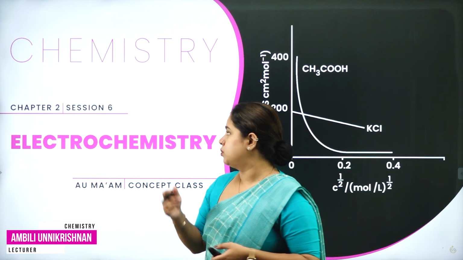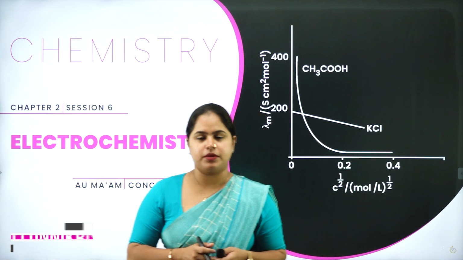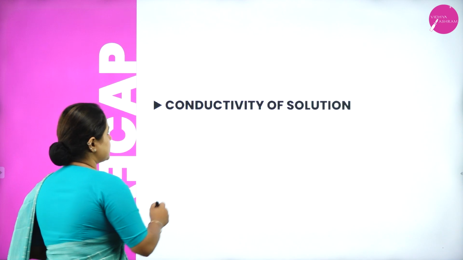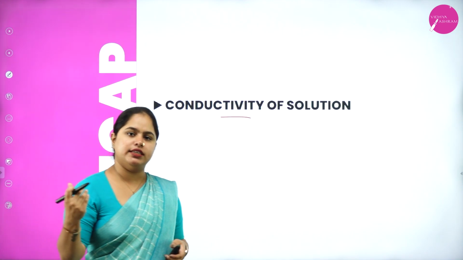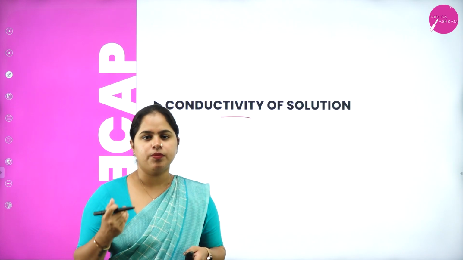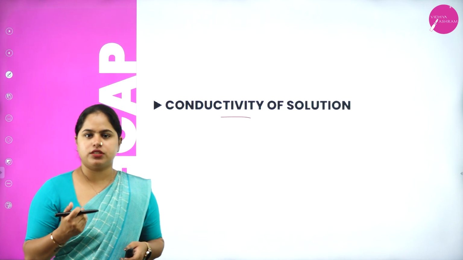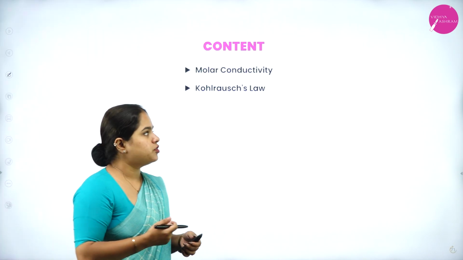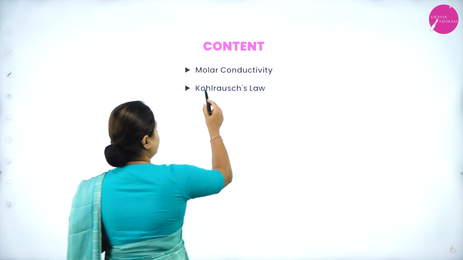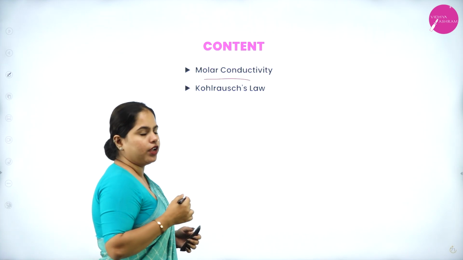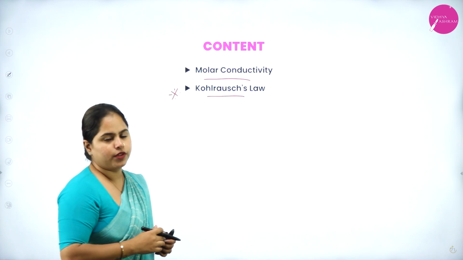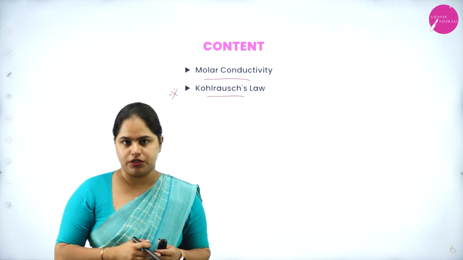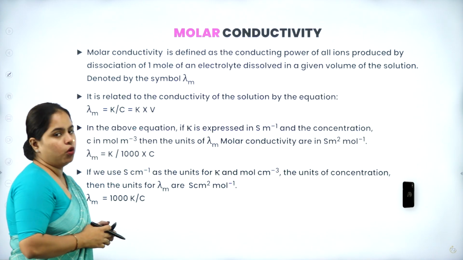Today I am back with session 6 of the chapter Electrochemistry. In the last session we discussed conductivity of a solution. We started off with resistance, resistivity, conductance and then moved on to conductivity. We also studied how we can measure the conductivity of a solution. In today's session we are going to study another topic, molar conductivity, and based on that we have a very important law called Kohlrausch's law, from which you can expect numerical questions. So, beginning with molar conductivity.